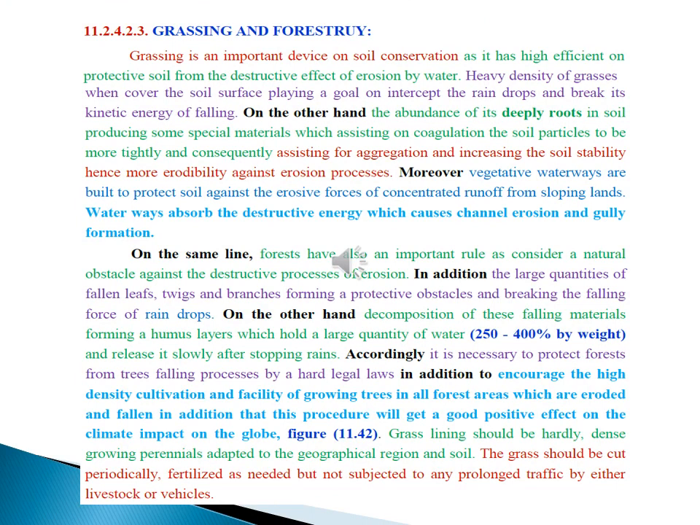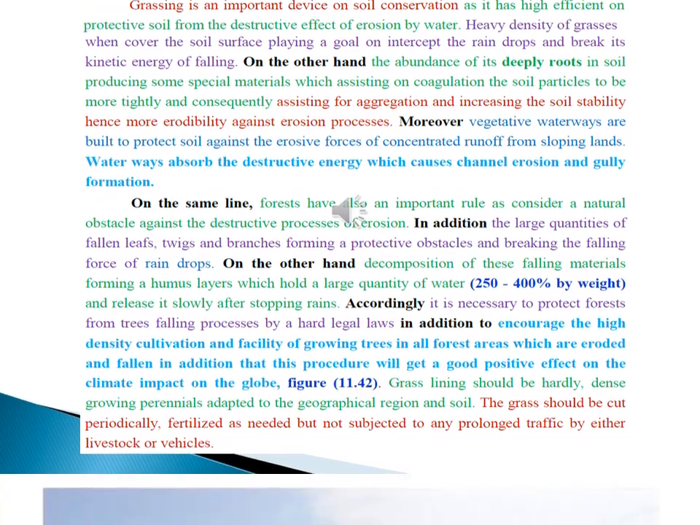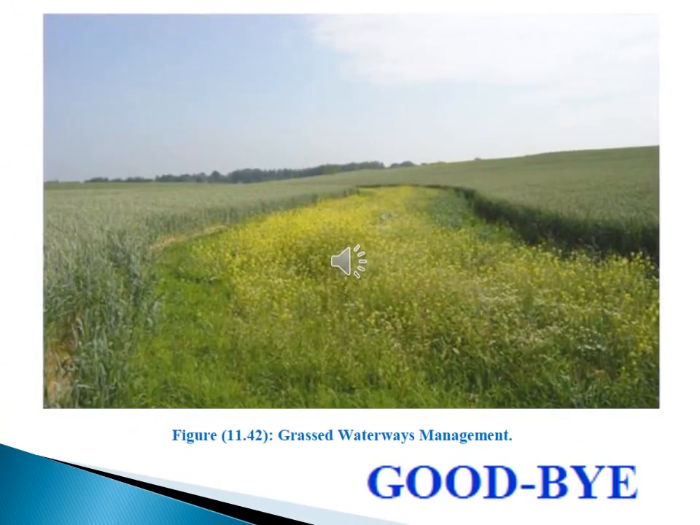Grassing and forestry. Really, grassing is an important device in soil conservation as it has high efficiency in protecting soil from the destructive effect of erosion by water. My dear, it covers the soil surface, playing a role in intercepting raindrops and breaking their kinetic energy of falling, as shown in the enclosed figure. Figure showing grass waterways management.